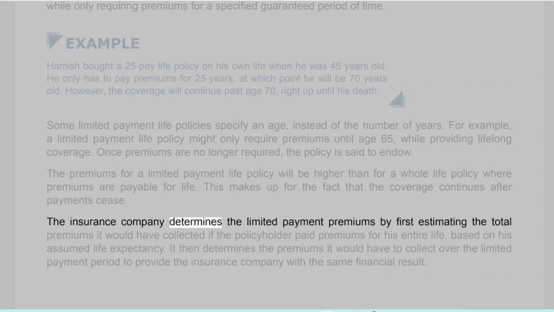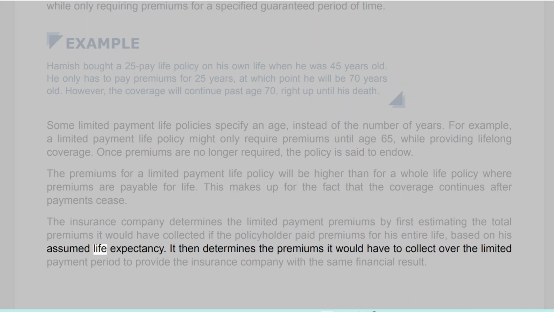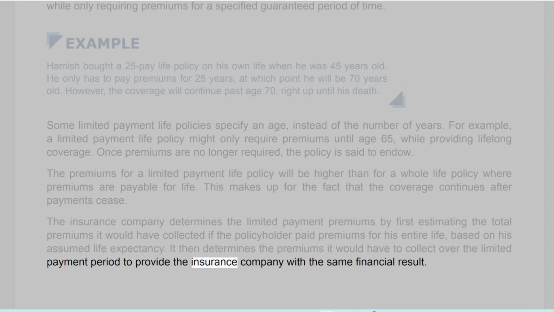The insurance company determines the limited payment premiums by first estimating the total premiums it would have collected if the policyholder paid premiums for his entire life, based on his assumed life expectancy. It then determines the premiums it would have to collect over the limited payment period to provide the insurance company with the same financial result.